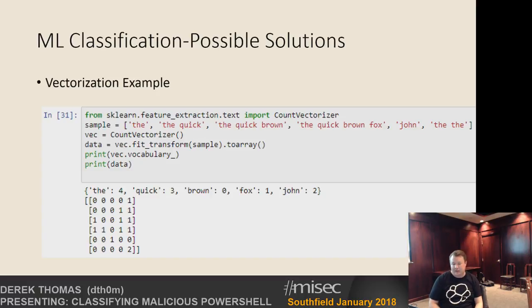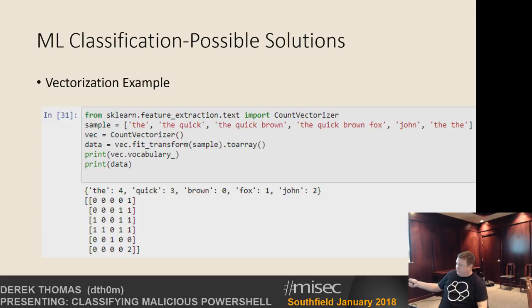So here's an example of that. Here we have a list of terms, but you could think of this as a list of PowerShell events, right? So we have the quick brown fox, John, and then I have the. Here we say we're going to use the count vectorizer, so we have that object, and I'm going to say transform the sample, so all of this, into an array of the vectorizer. And then here I'm just printing it.